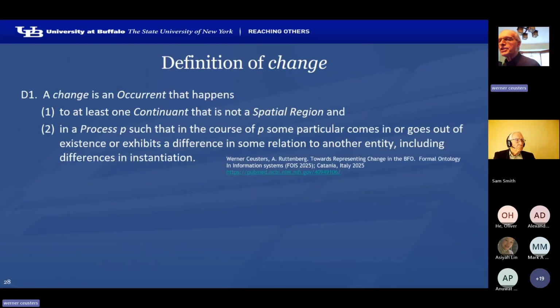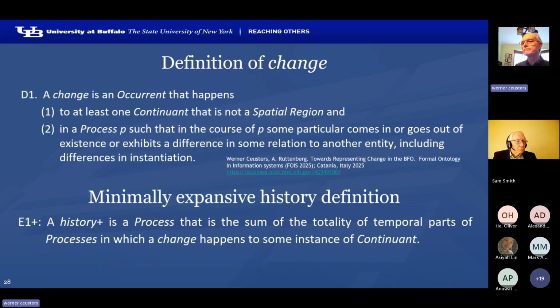So the definition of change is the following. A change is an occurrent that happens to at least one continuant that is not a spatial region and happens in a process P, such that in the course of P, some particular comes in or goes out of existence or exhibits a difference in some relation to another entity, including differences in instantiation.